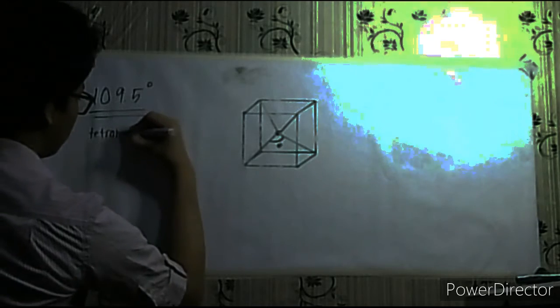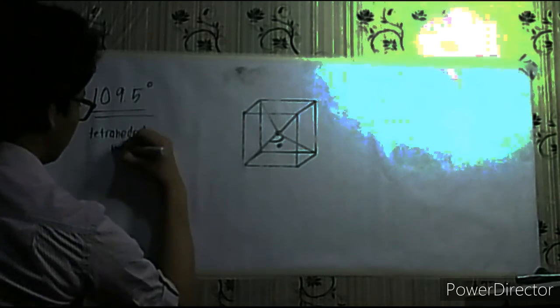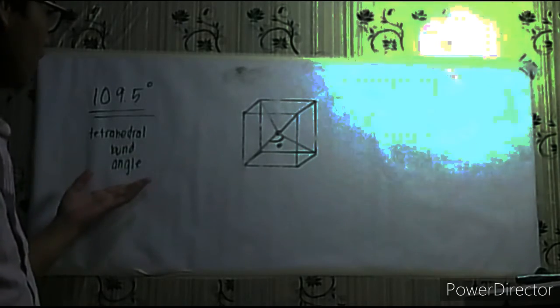109.5 degrees. So this is the tetrahedral bond angle. Okay. Now, where do we get this 109.5 degrees? Obviously, it's not just a random number picked by a random person, right? So today, we're going to prove it. We're going to prove that the tetrahedral bond angle is 109.5 degrees.